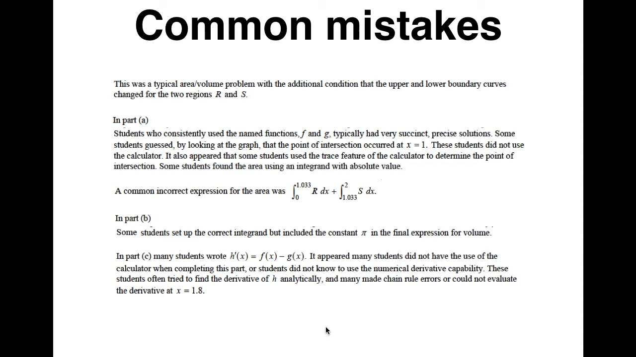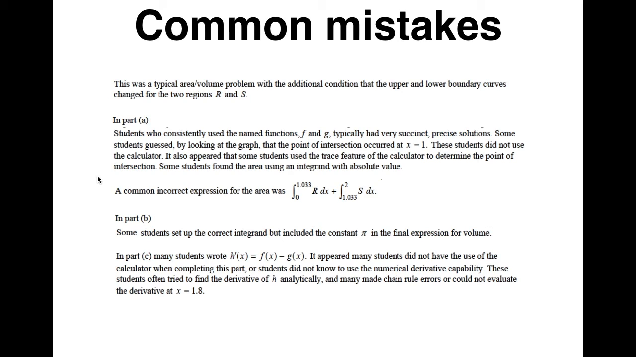So some common mistakes that AP commented on were the following. First of all, this is a typical area volume problem, and the only difference with the usual exercises we see sometimes and we will practice is that the upper and lower boundary curves change as well. Which function is above, which function is below changes. So there are two regions R and S.